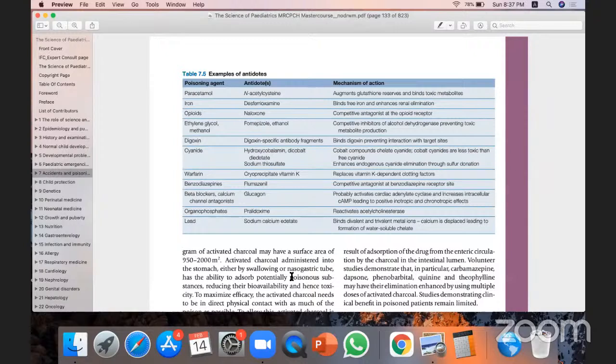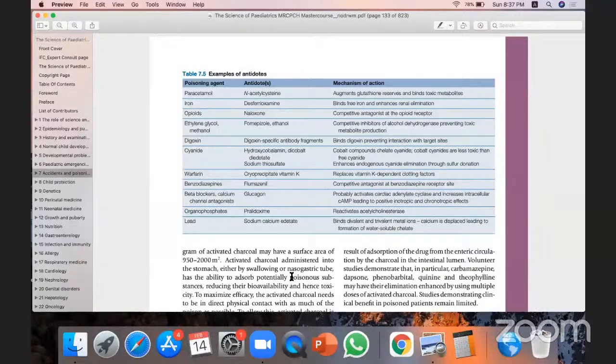And this activated charcoal we give by either juice or some drinking water. So they can either directly swallow or take it via the nasogastric tube. Okay, so this charcoal is given in a powder form.